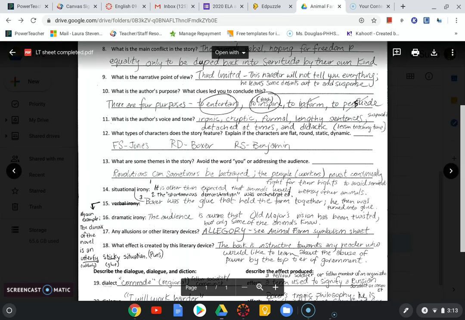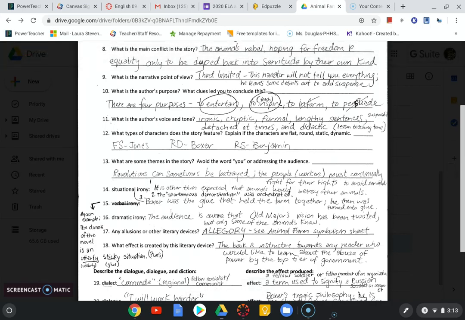Okay. Let's see, dramatic irony is anytime the audience knows something the characters don't. I know that Aladdin is just a street rat, as they call him. And I know that Princess Jasmine is really a princess, but maybe the audience knows it, but the characters don't. So that's dramatic irony. The audience is aware that Old Major's vision has been twisted, like from chapter 2 and 3, but only some of the animals know, like Benjamin knows. But he just doesn't explain it, because sometimes you just can't change it.